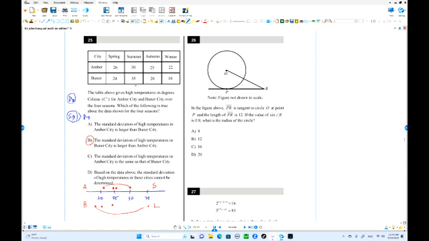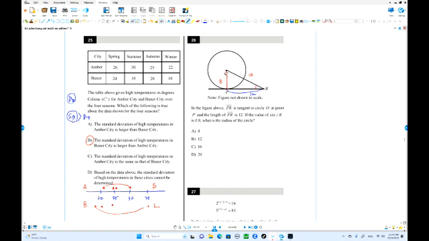Number 26. The value of sine r is 0.8. 0.8 means what? This is 8, this is 10, that's the ratio. 0.8 is 8 over 10, opposite over hypotenuse. Now the length of PR is 12. This length is 12.